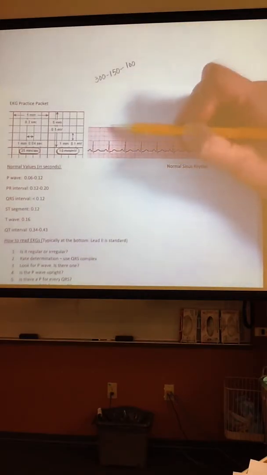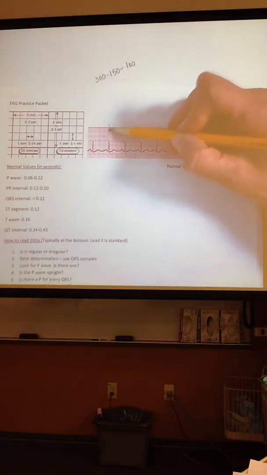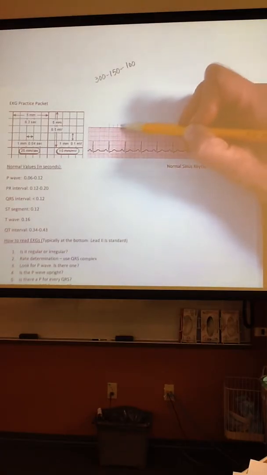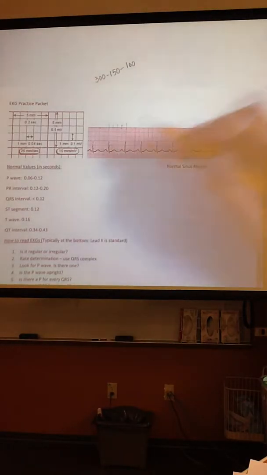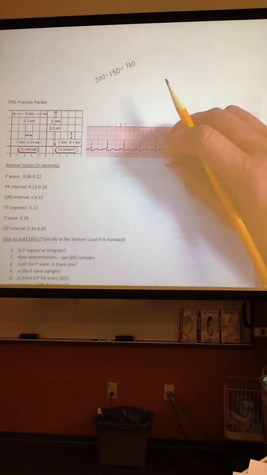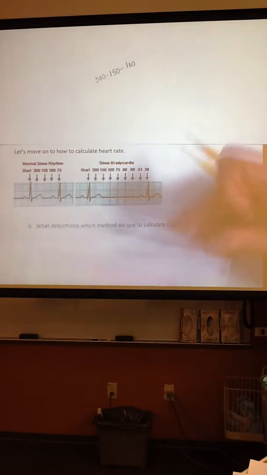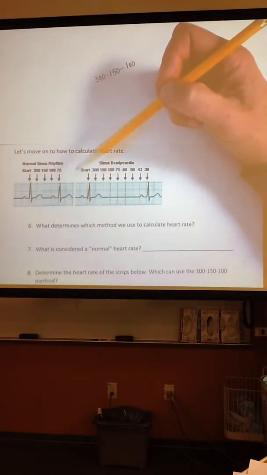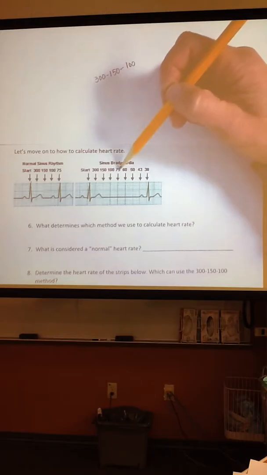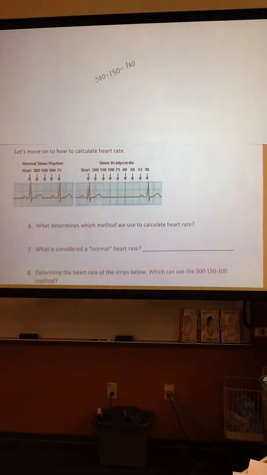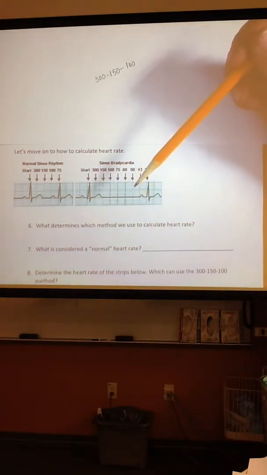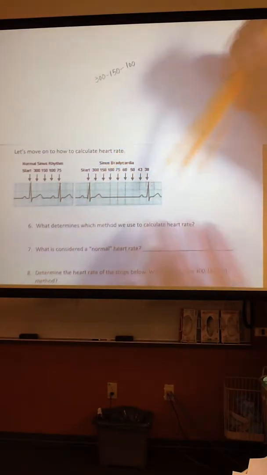I can pick a beat that's on a line, and start counting 300, 150, 100, 75, and lo and behold, there's a beat at 75. So this heart rate is around 75 beats per minute. This only works if you have a regular rhythm. If you have something like bradycardia, after 75 it's 60, 50, 43, 38. So this would need to be a regular strip, a regular rhythm.